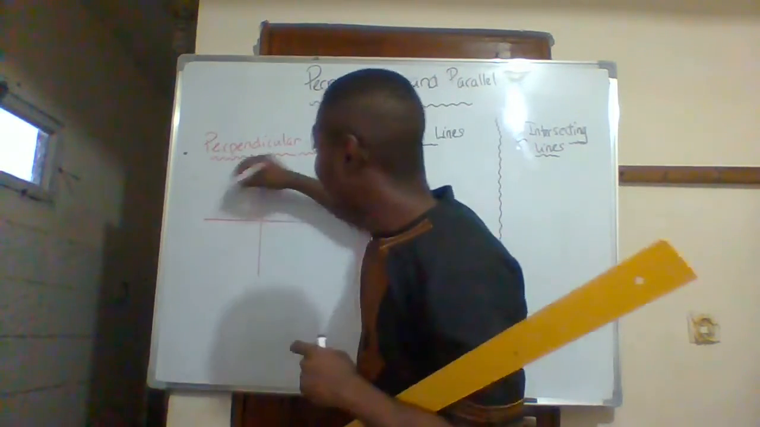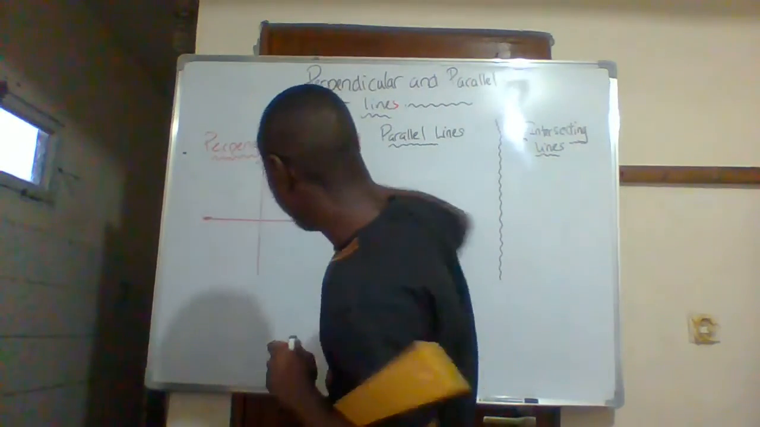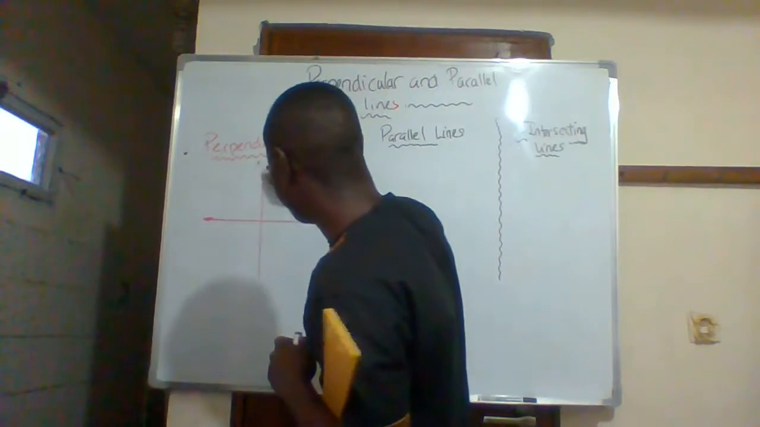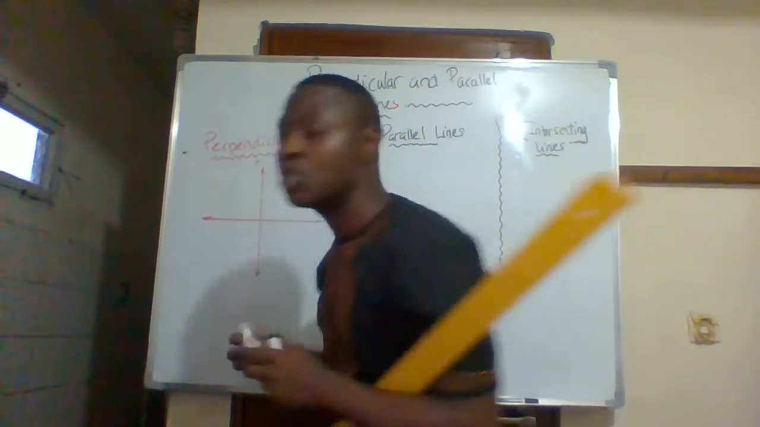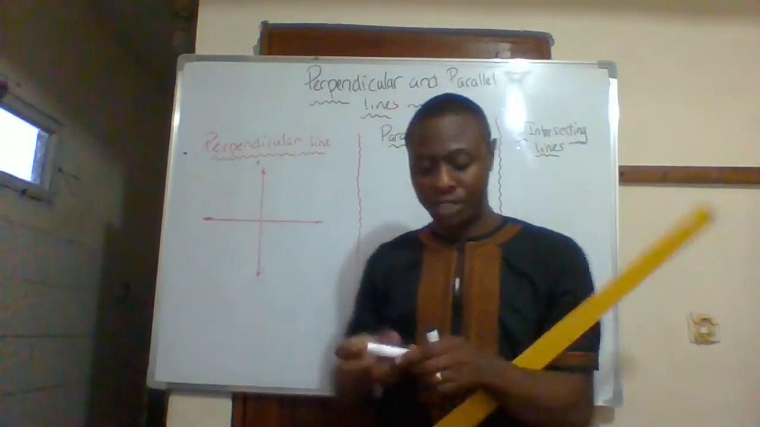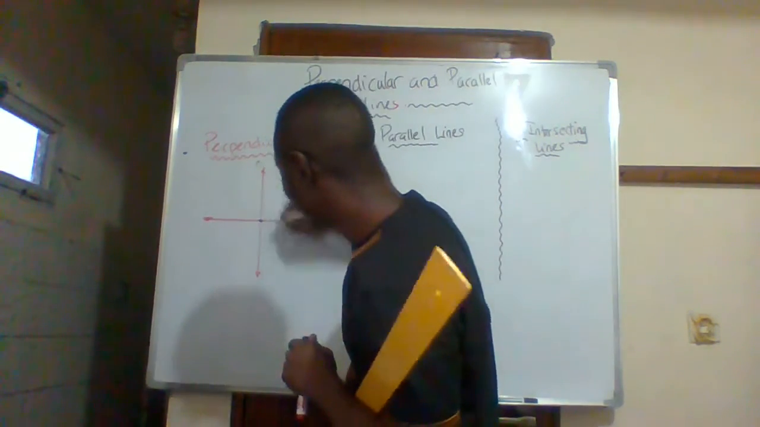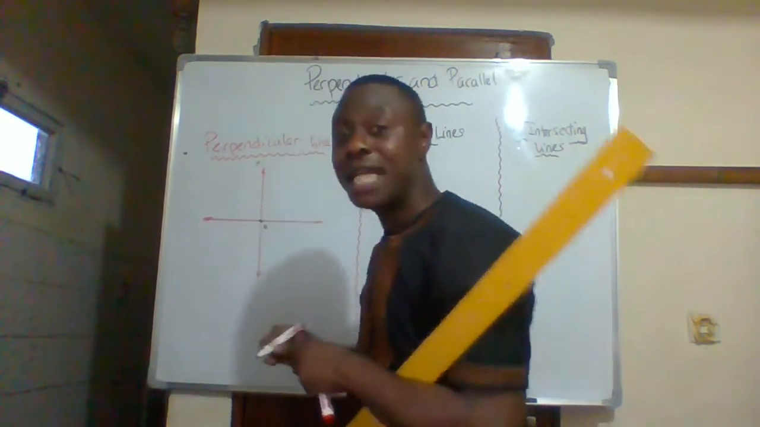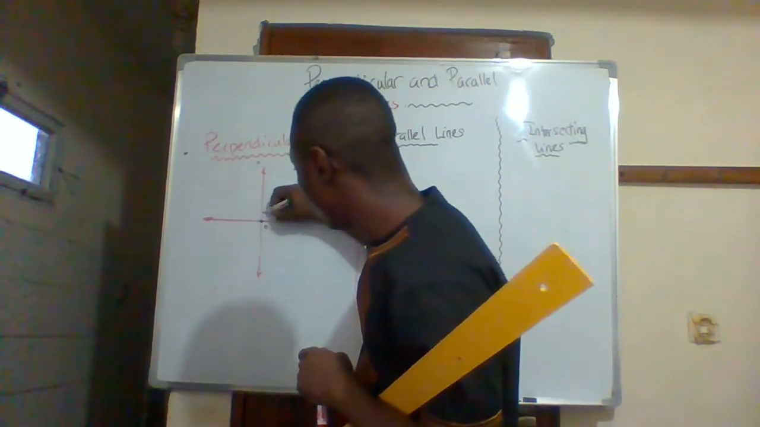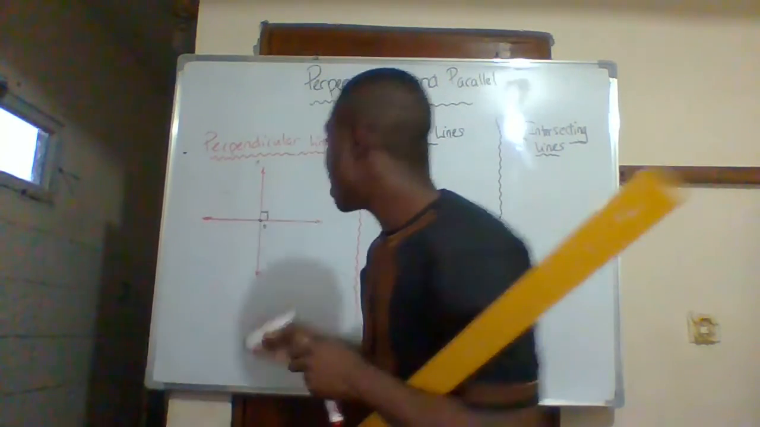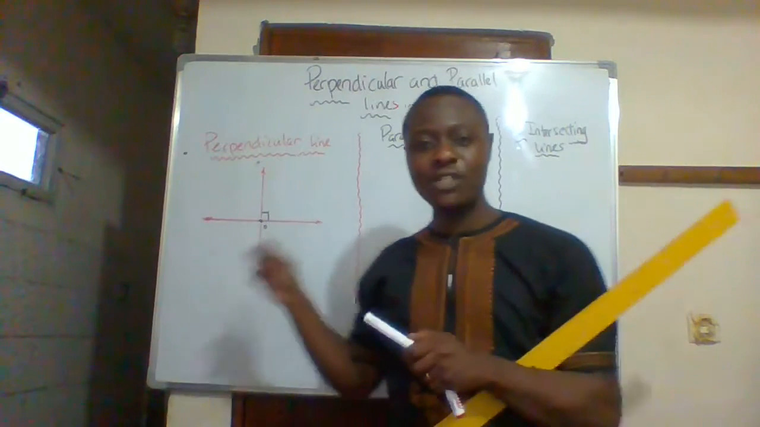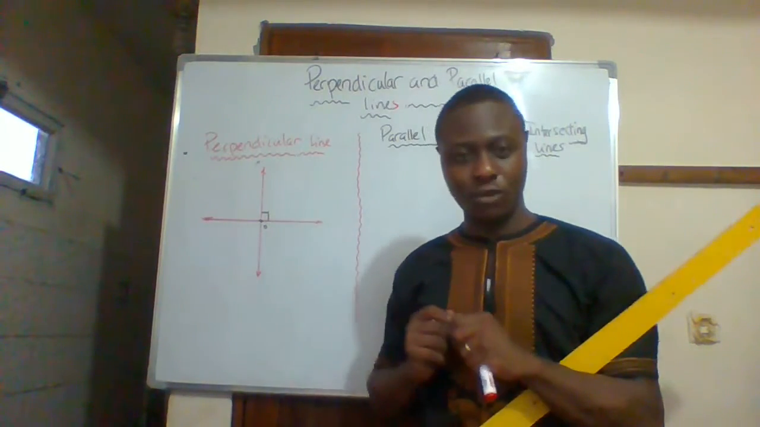Remember, a line is extending in both directions infinitely. It doesn't stop. So you can add the 2 points. And here in the middle, you have the intersecting point. We can name it O. And then here you have a square corner. Put a small square, showing that it's a square corner. These two lines are perpendicular.